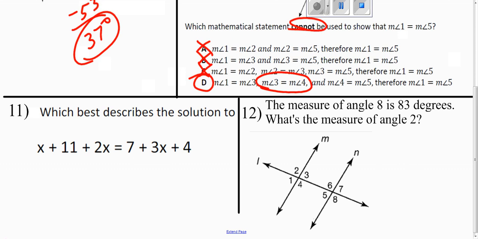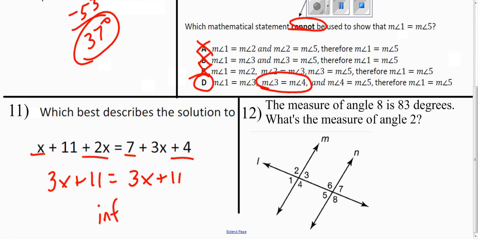Number 11, which best describes the solution. When you see that, you're probably looking for the number of solutions. Combine like terms on the left side, 3x plus 11. Combine like terms on the right side, 3x plus 11. We know that that means infinitely many solutions.